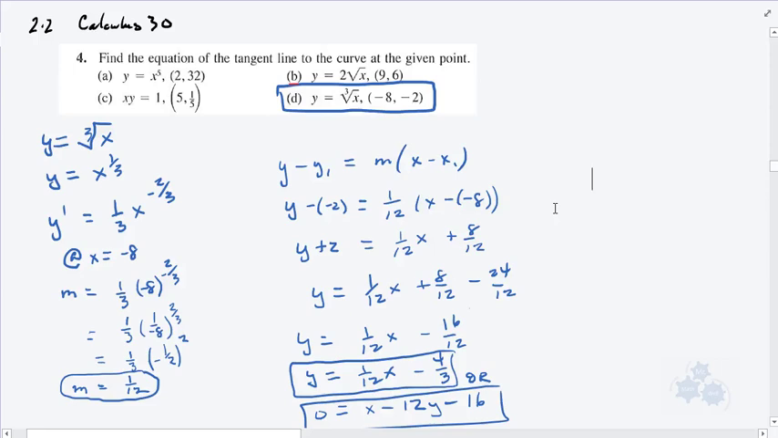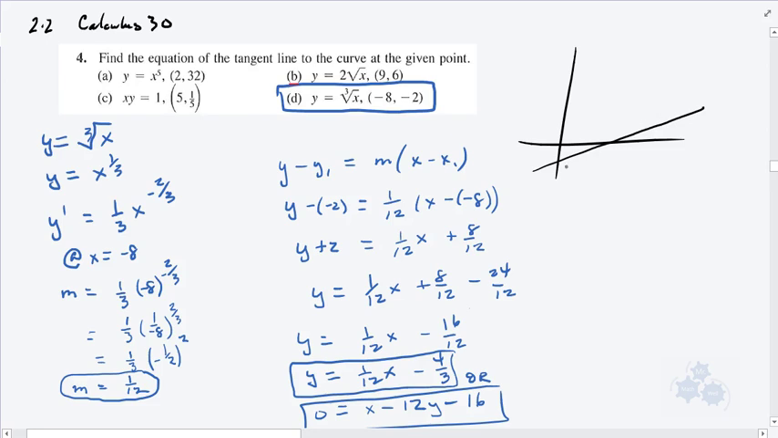Right, 2.2, calculus 30, number 4, finding an equation of a tangent line to the curve at a given point. So this is really the first time that you've done something like this. I've given you the equation, and I've also given you a point. And so I need to look at the equation of the line. Whatever that line is, it's going to be something like this, and I need to find the equation.